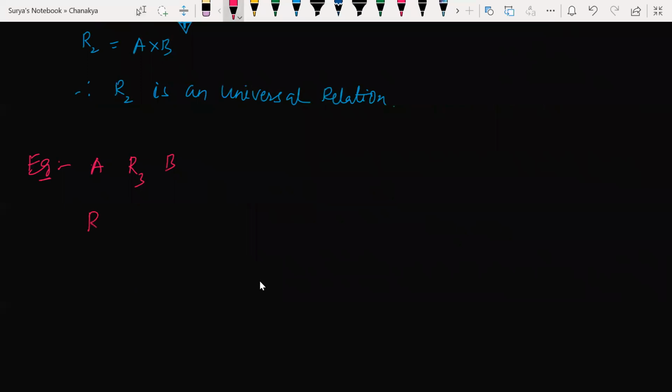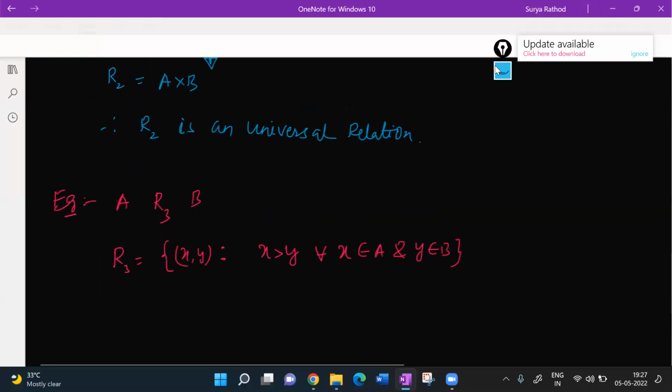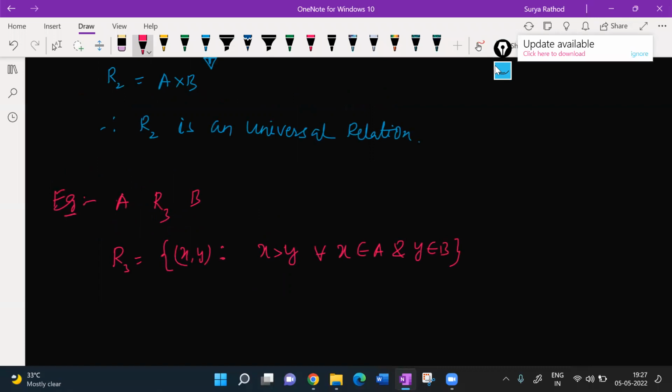Let me write a relation with x comma y such that x greater than y for all x belongs to A and y belongs to B. Yes, this is the relation given to you. You make sure that you are checking it properly, then you confirm it. Everyone just confirm this once, please.